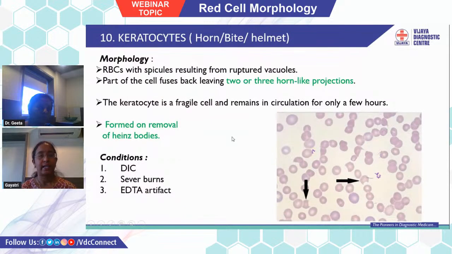Next cell is a keratocyte. It's also called a horn cell, bite cell or helmet cell. These are RBCs with spicules resulting from ruptured vacuoles. Part of the cell fuses back, leaving 2 or 3 horn-like projections. This keratocyte is a fragile cell and it remains in circulation for only a few hours. It is said that whenever a Heinz body is removed from a cell by the spleen, it produces a bite cell or a keratocyte. Conditions seen are DIC, severe burns, and EDTA artifact.